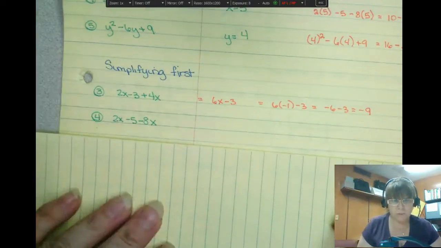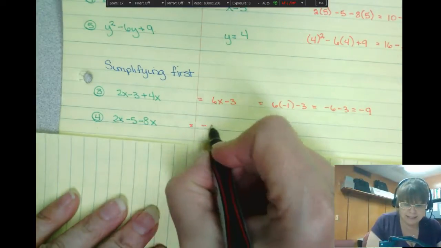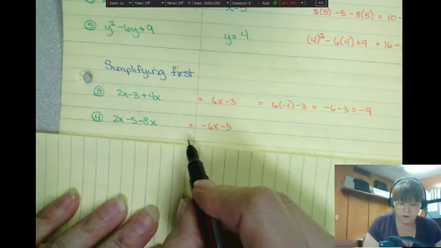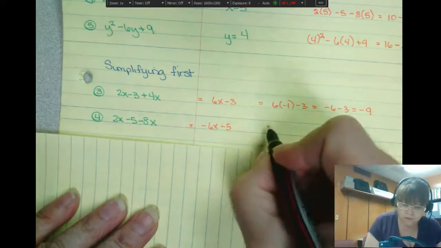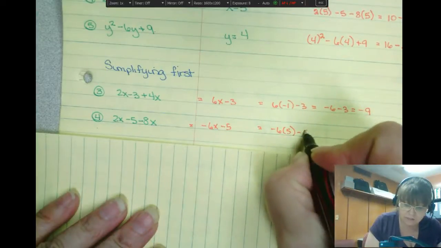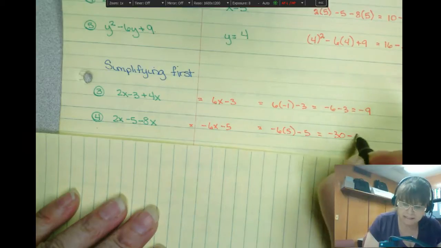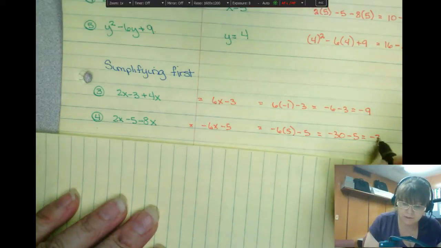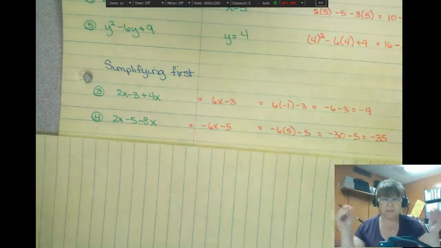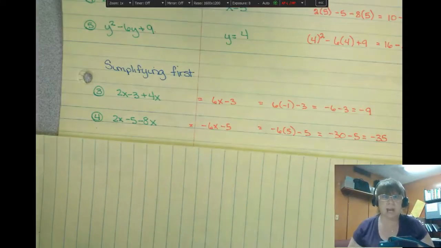Likewise, with number 4, we could simplify it first by saying 2x minus 8x is negative 6x minus 5, and then our value for x in number 4 was 5. Negative 6 times 5 minus 5. Negative 6 times 5 is negative 30. Minus 5 is still negative 35. So whichever you prefer, whether you simplify it first or you just plug in the value and work out the math, that's up to you. Either way will work.